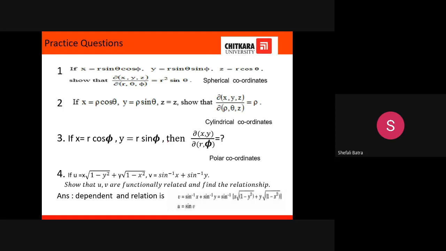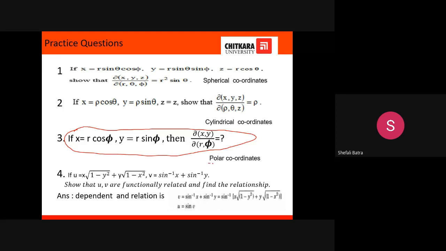First is, look at question number 3. x is equal to r cos phi and y is equal to r sin phi. Then what is the value of the Jacobian of xy with respect to r and phi? Who will give the answer? What will be the value of this Jacobian? Ma'am, r. That is very good. The answer is r, because there it was only theta, and whether it is theta or phi has no effect on the Jacobian.